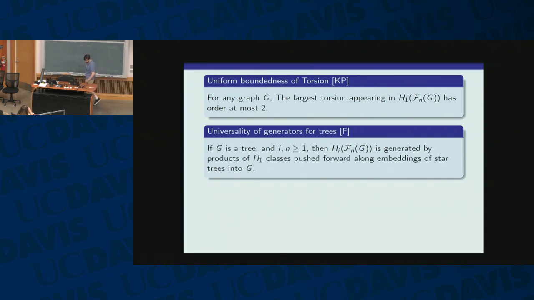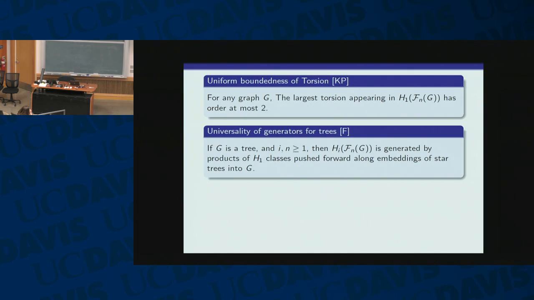OK, number 2, universality of generators for trees. This was essentially done by Farley. So if G is a tree, and i and n are at least 1, then the ith homology group of Fn is generated by products of H1 classes pushed forward along embeddings of star trees into G.